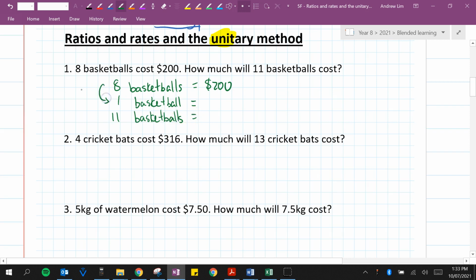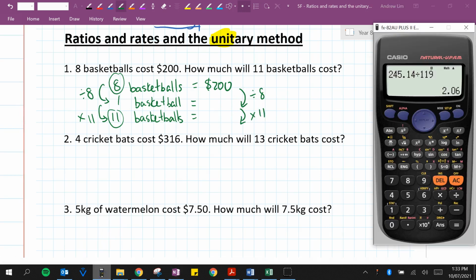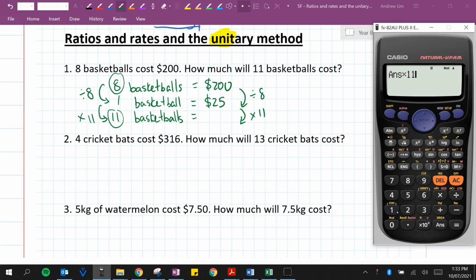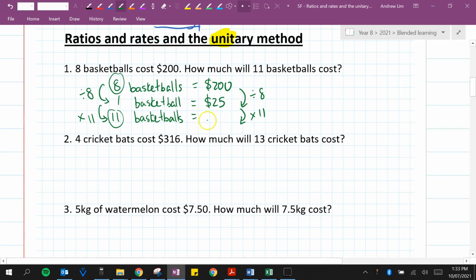So we have 8. We need to divide by the top number. And then we need to times by the bottom number. So I'm going to divide by 8, and then I'm going to times by 11. 200 divided by 8 is $25. $25 times 11 is 275. And that's my final answer.